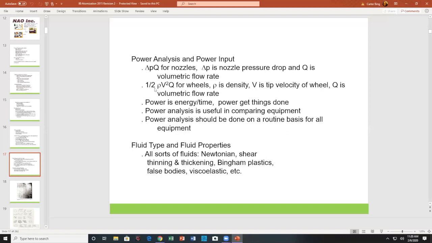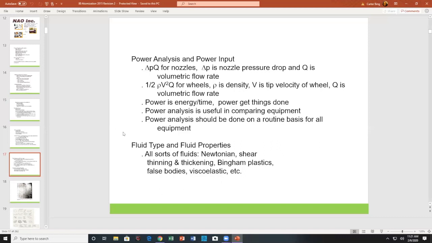Or you could have wheel speed, the density, and volumetric flow rate, which would give you, if you have a wheel, energy per time, basically. Power analysis is very useful in comparing equipment. It should be done on a routine basis.